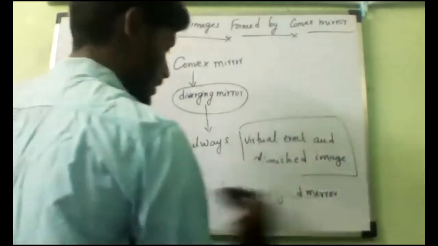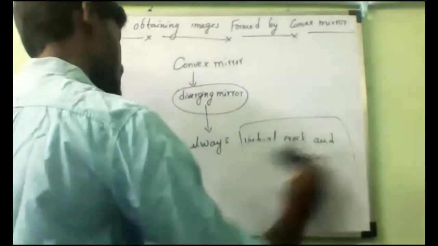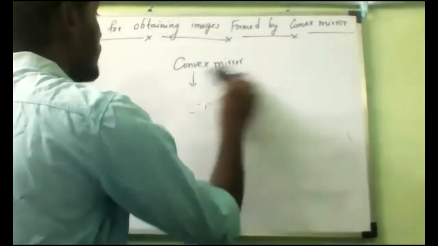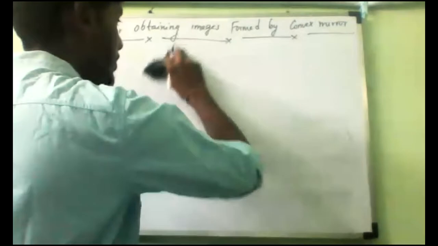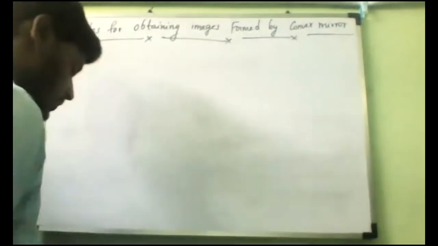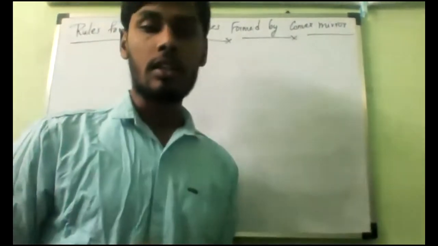Now, let us see the rules for images formed by a convex mirror. So first rule, as we know, it is a diverging mirror.